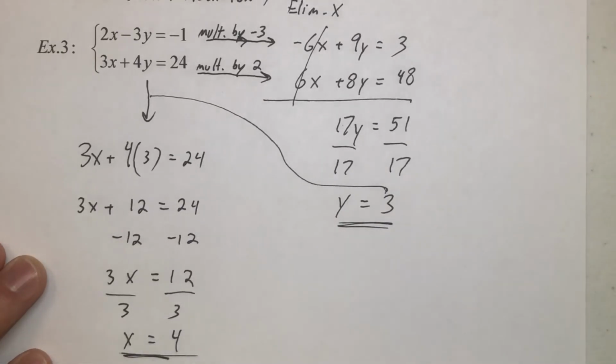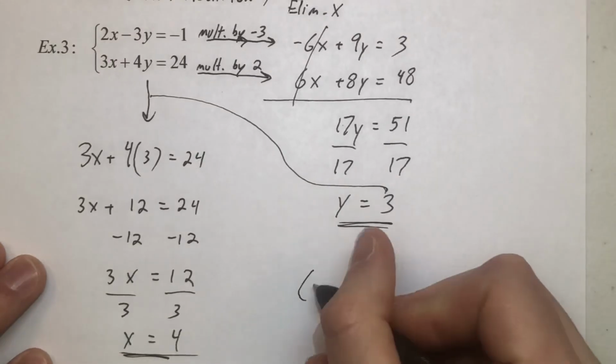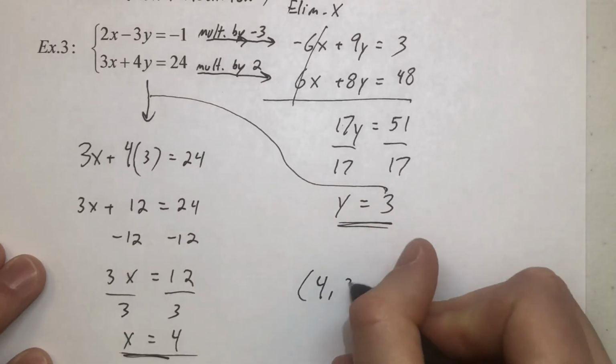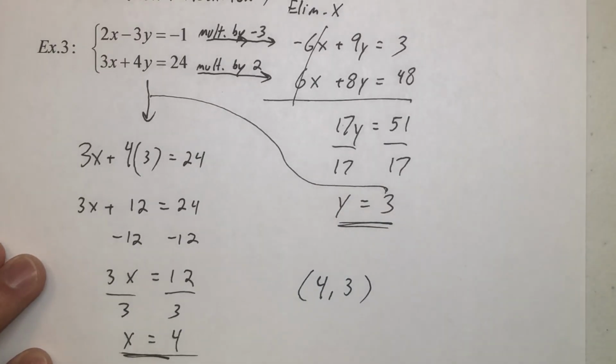And so we have our x value and our y value, which again give us our coordinate point of x comma y of 4 comma 3. And that's our solution.